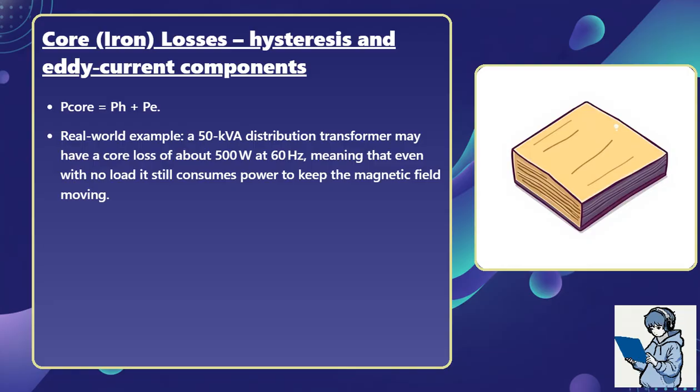Real-world example: a 50 kilovolt ampere distribution transformer may have a core loss of about 500 watts at 60 Hz, meaning that even with no load it still consumes power to keep the magnetic field moving.